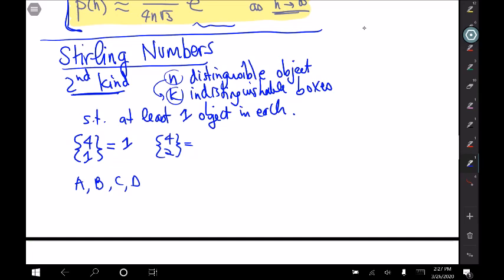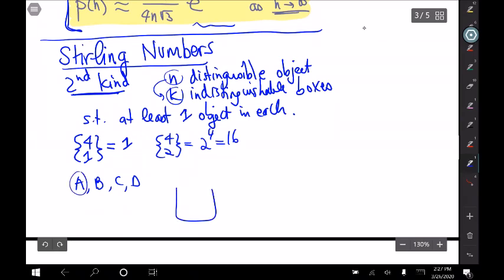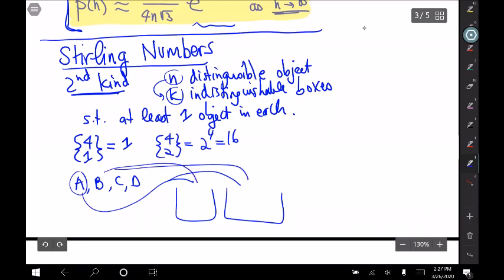Well, one of the answers is, because we have 4 objects, each one has 2 choices. The answer should be 2 to the 4, which is 16. Why? Because each one has 2 choices. So suppose that these are our 2 boxes. So A has 2 choices, B has 2 choices, C has 2 choices, and so on. What's wrong with that?